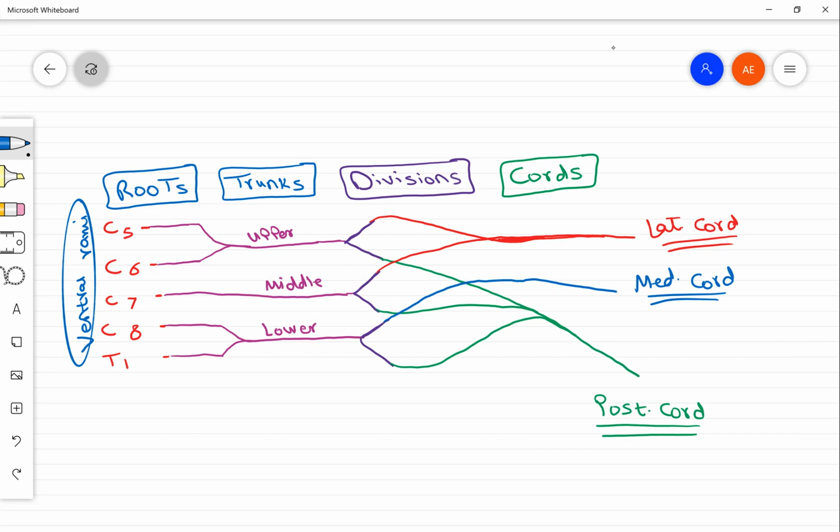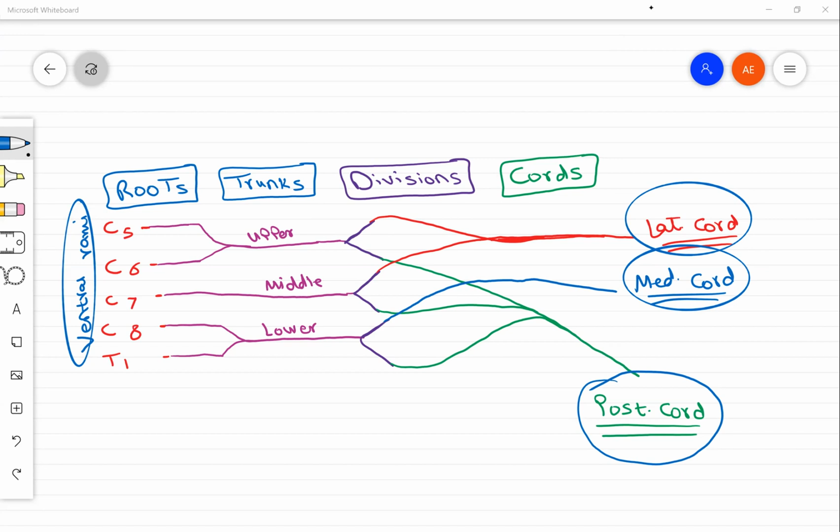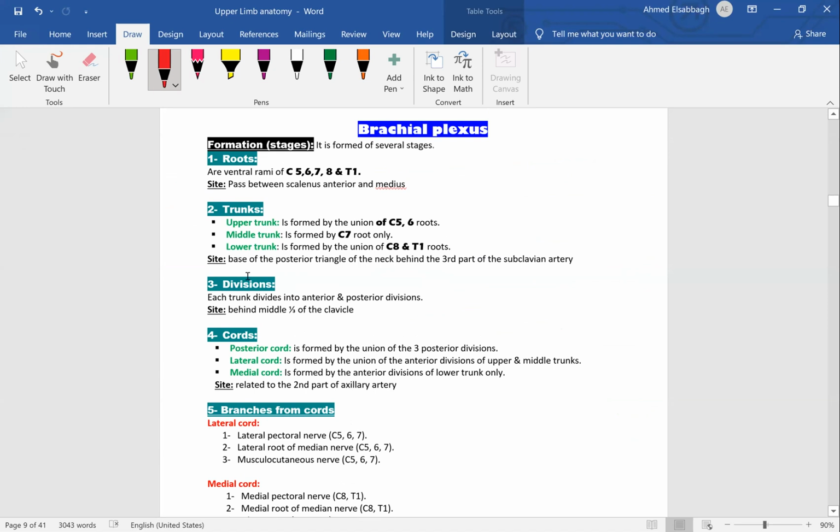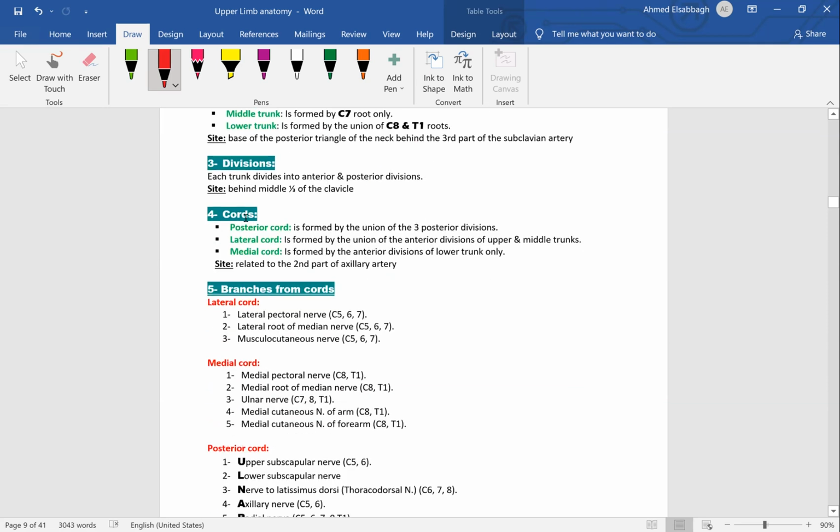Okay, what is the last part of the brachial plexus? It is the branches. Branches of each cord. Each of these cords will give very important branches. So what are these branches? Let's see together. So this is the brachial plexus, roots, trunks, divisions, cords, as I told you. Each cord will give specific branches.